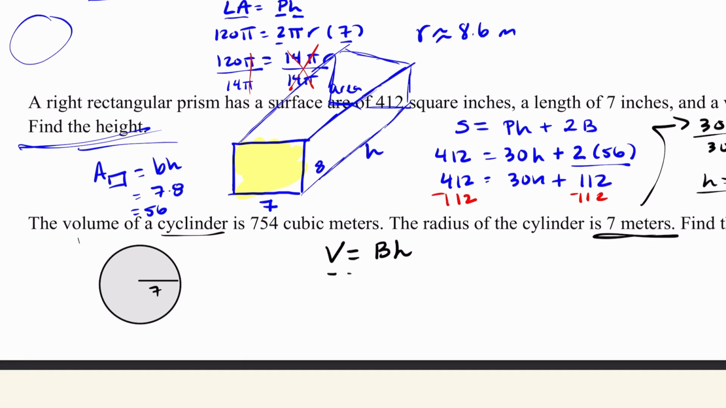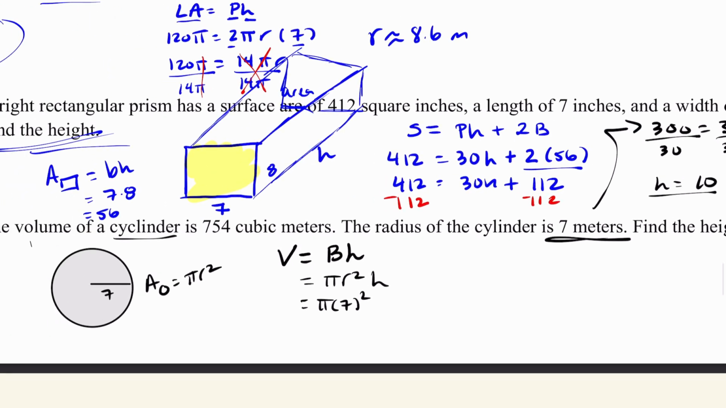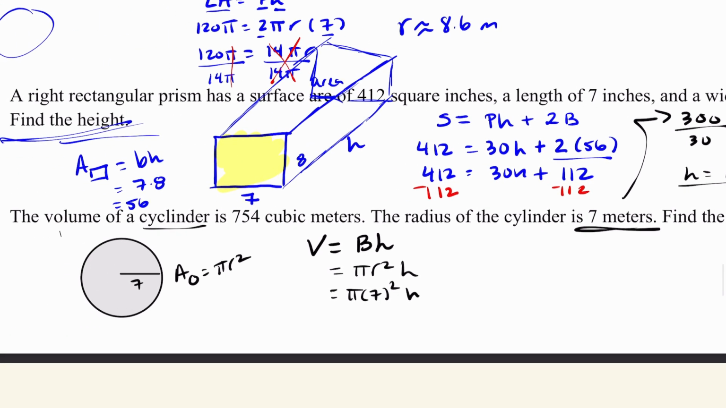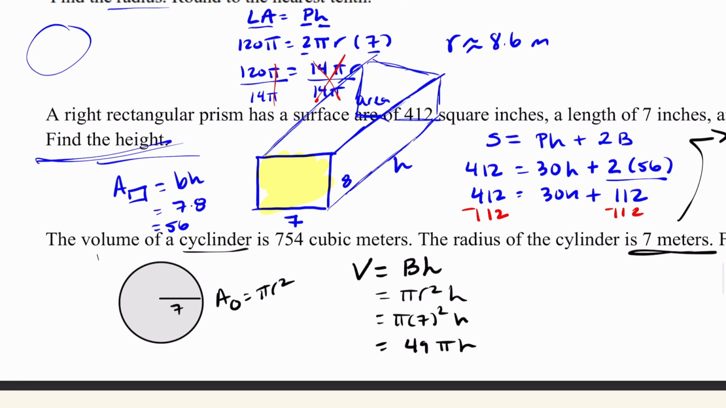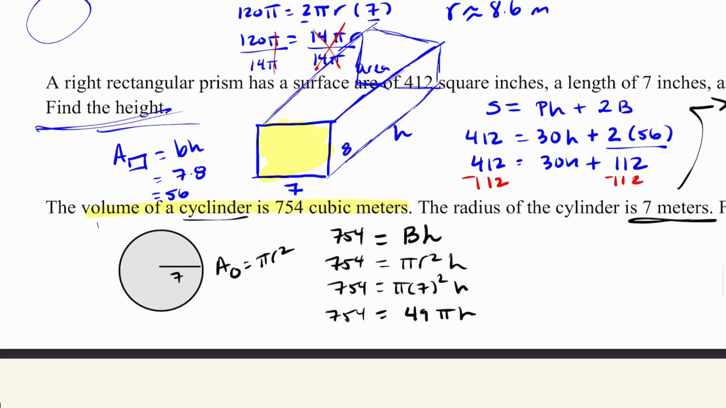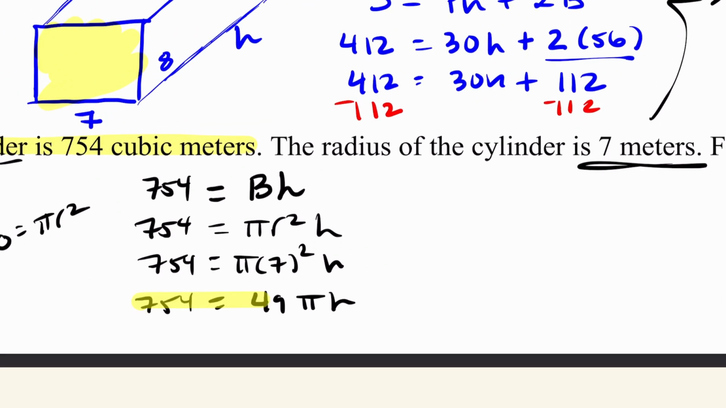So the volume equals the area of the base. So the area of the base is pi r squared, right? So I can replace B with pi r squared, and it's multiplied by the height. And we know what the radius is. It's 7, so it's 7 quantity squared multiplied by the height, which we still don't know. So it's equal to 49 pi h. But look at this, y'all. The volume is already given. It's 754, right? So I can put 754 here, and this is the equation that I am working with now.